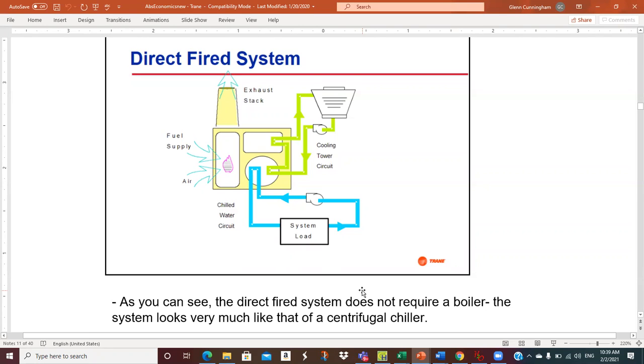You do have stack emissions. You would probably have NOx compounds. You wouldn't have any sulfur to deal with, but you would probably generate some NOx, NO, NO2, N2O, those sorts of compounds that there are permit regulations on. So you might have to do some stack testing periodically to make sure that you're within your permit. Cooling tower and system load, that's your chilled water pumping around in a circle. And they don't show a hot water circuit on here, which they could.